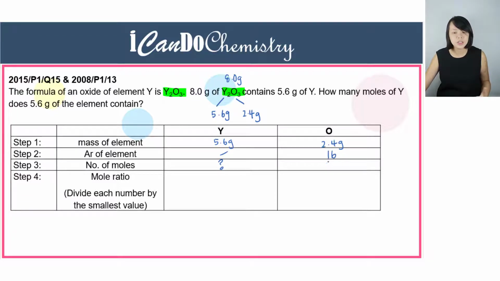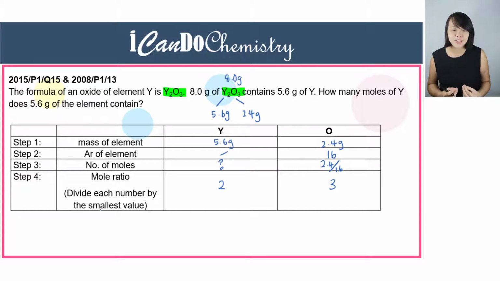Now, what about oxygen? To find the number of moles of oxygen, we'll use the mass of oxygen divided by the AR of oxygen. That will be 2.4 divided by 16. If you look at the options in your answer, all the options are left in fractions, so I'll just leave the number of moles of oxygen as a fraction. So what's the mole ratio? Based on the formula itself, Y2O3, the mole ratio is 2:3.